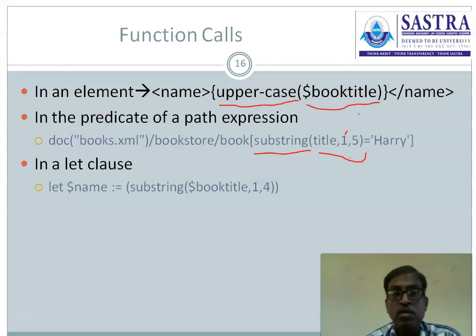And then if you want to include the same function call statement in the let clause, then substring within normal brackets: substring of $book title, 1, 4. Substring, as I said previously, is used to extract a string of characters from the given string, book title, from the first index, 4 characters. It starts from the first index and 4 characters are extracted, and it is stored in the name variable.